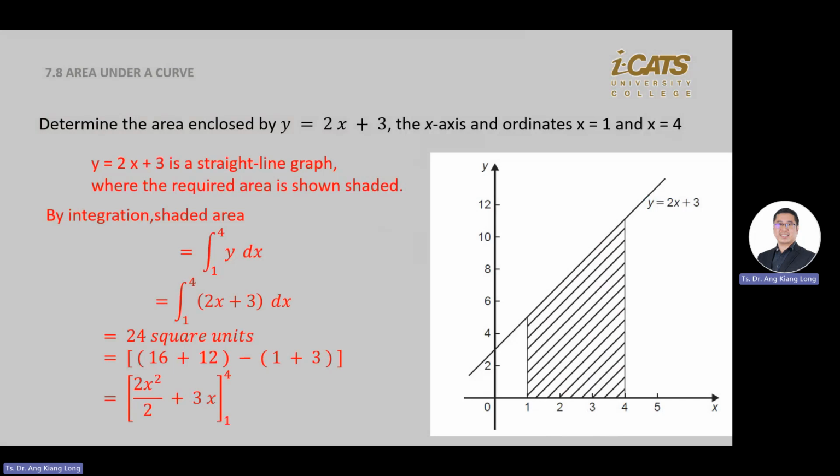So basically, the answer is 24 square units. Yeah. So this box should be on the top, and then this one should be the next line, and then the answer should be 24. Something is wrong with my PowerPoint slide format. Okay. So what is new for this section is the first line until integrate 1 to 4 y dx. The rest we already covered.